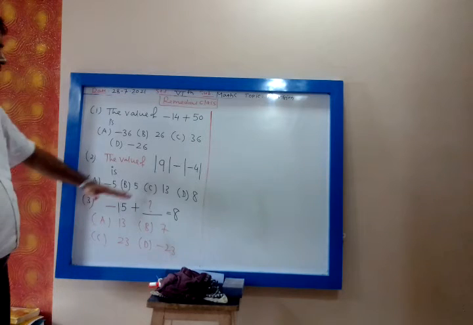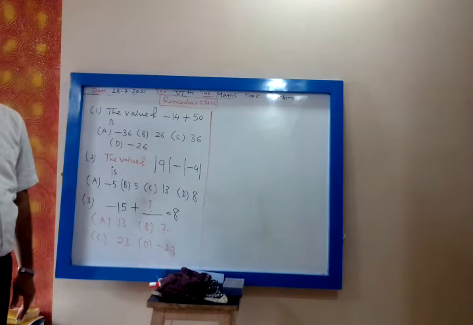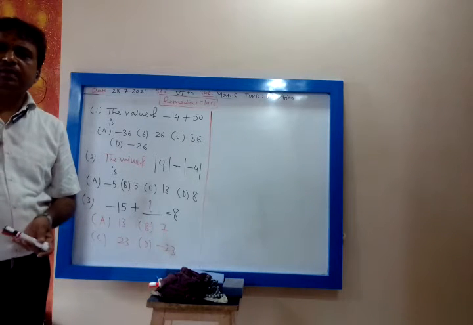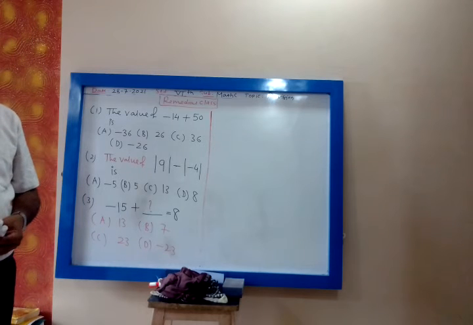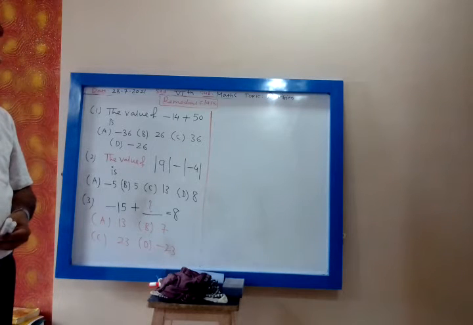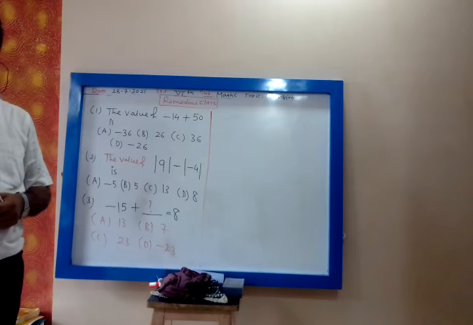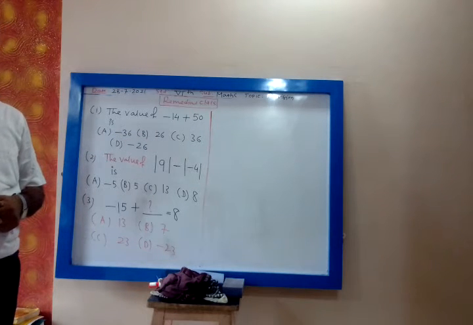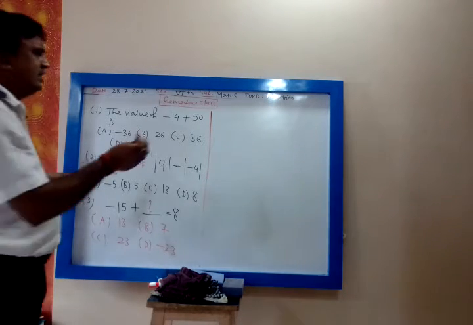Now first all of you tell me the answer of first. B division 16, one minute. What is your answer? What is your answer of first? B division 16 roll number. What is the answer? Minus 36.